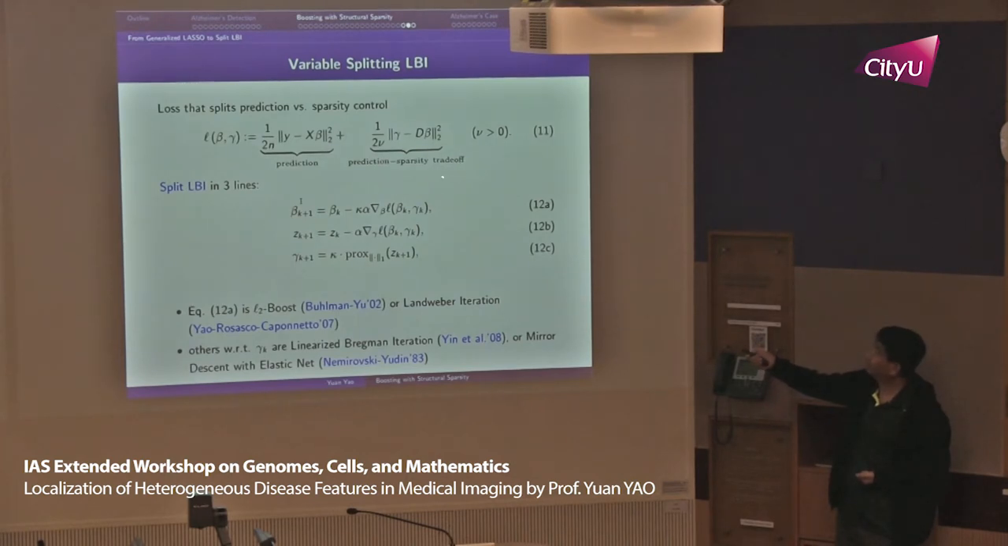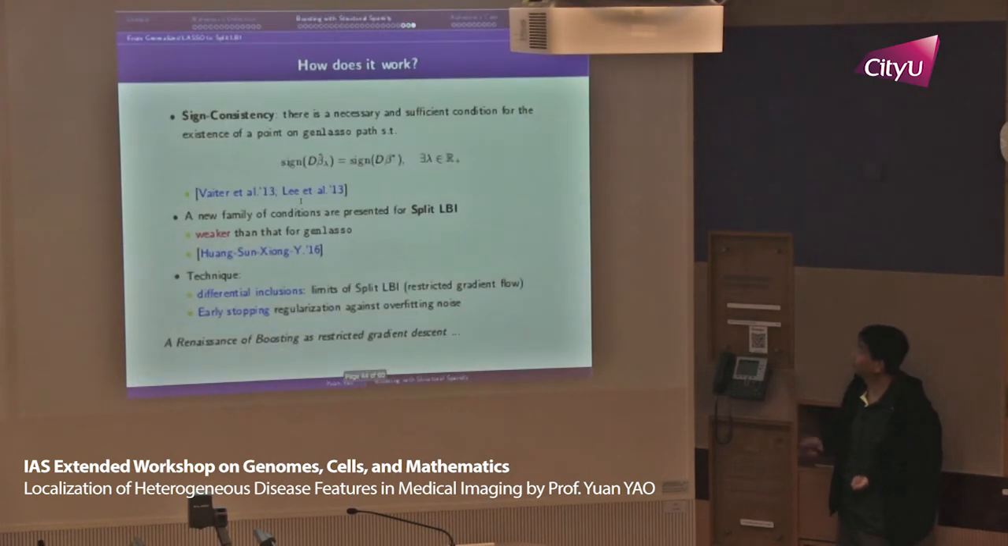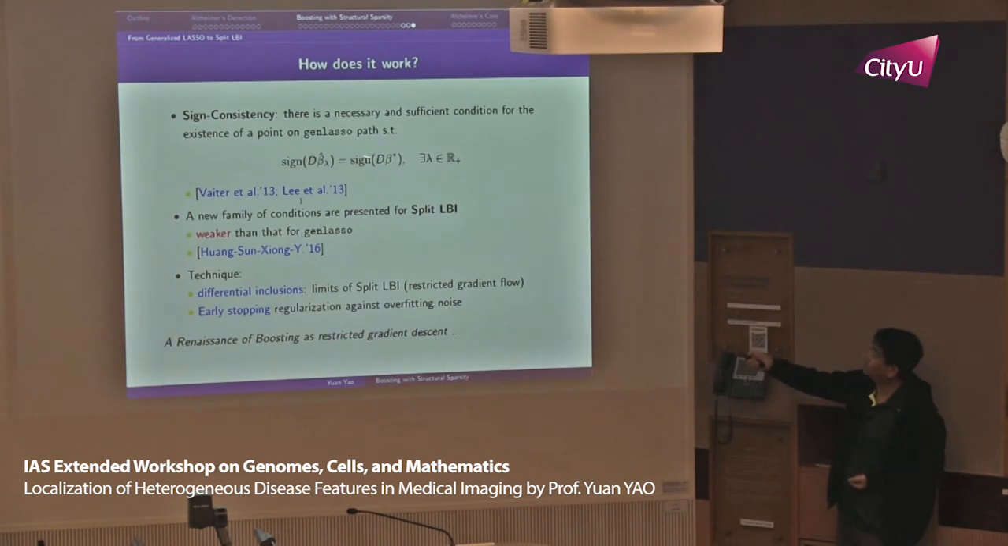So in our application, this part contributes to the prediction error. This part contributes the trade-off between the prediction and model interpretation, the sparsity control. So this one actually makes the linearized Bregman algorithm very simple. We call it split LBI, just in three lines. Everyone can code it in your favorite language, and you can try that. To our surprise, this algorithm is much more efficient than the generalized lasso.